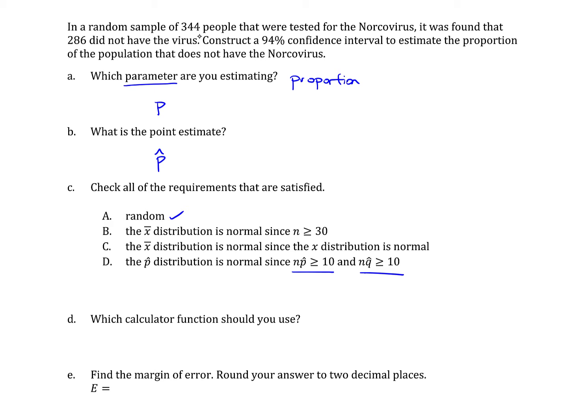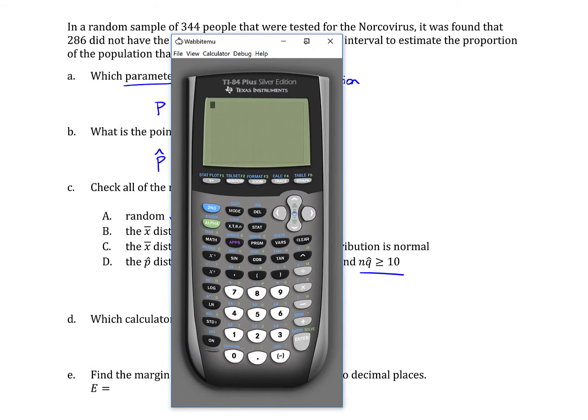I've seen them as n times P is greater than or equal to 5, and n times Q is greater than or equal to 5. Or n times P times Q is greater than or equal to 10. Whatever it is, that's fine, as long as these conditions are met. So the sample size is 344. The probability of success is, well, we have 286 people that don't have the virus. We're going to do a little calculation here.